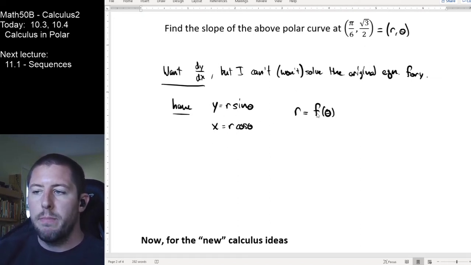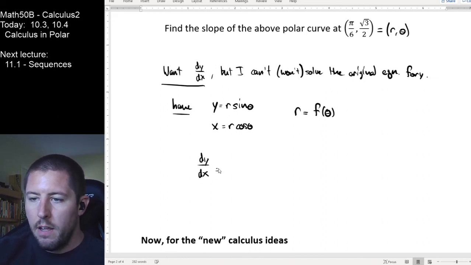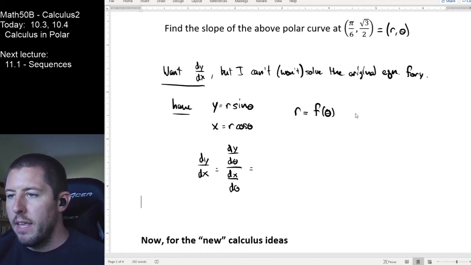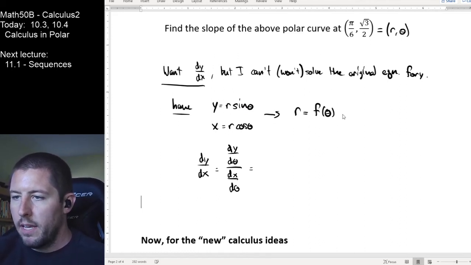It looks like this equation has been parameterized in terms of theta. X can be rewritten in terms of theta. Y can be rewritten in terms of theta here. So I'm going to rewrite my dy/dx then as dy/d theta over dx/d theta. So what's dy/d theta? Well, y is r sine theta, and maybe it's going to help us to think of these like this, by the way.